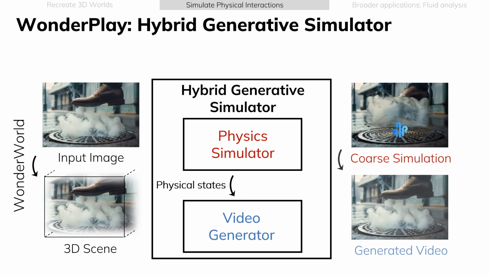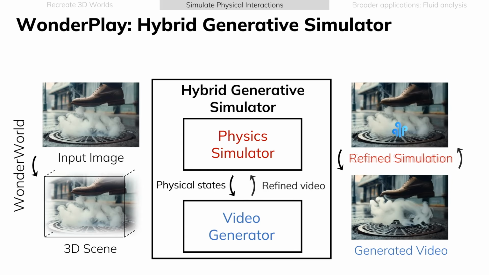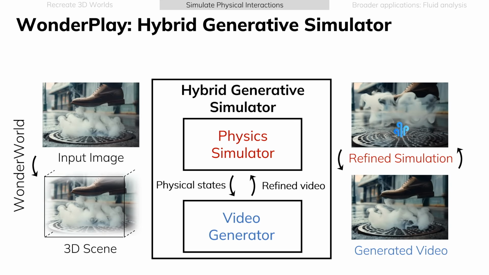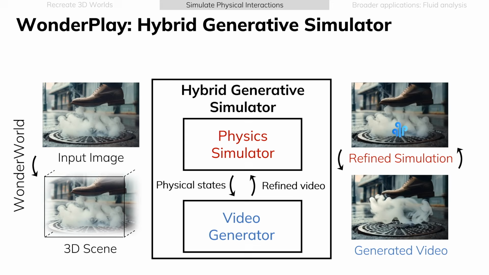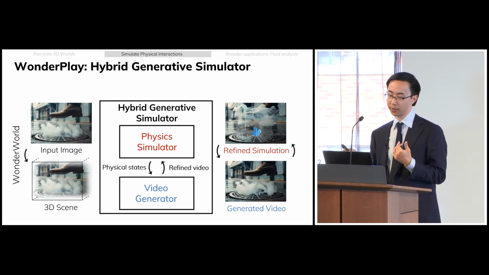And next, we pass the physical states to condition a video generator. The video generator refines the motion and the appearance, producing a much more realistic video. And finally, we use this refined video to update the 3D physical states, which now give us a refined simulation. Because the result lives in 3D, you can render it from novel viewpoints freely.